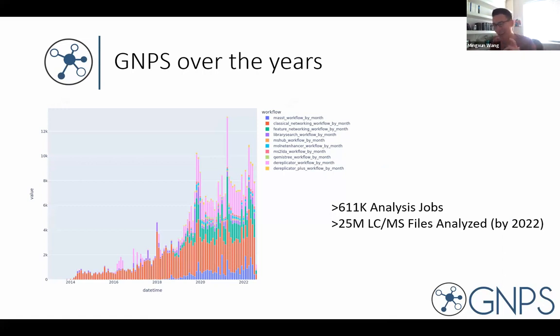And so just as a recap, over the last 7, 8, 9 years, we have this chart here showing the number of jobs that we run every month. So bottom line, it's growing. The community has come and analyzed over 600,000 jobs. It totals about 25 million LCMS runs. So, it's something. So, we're very excited about that. So we've had a pretty good run.